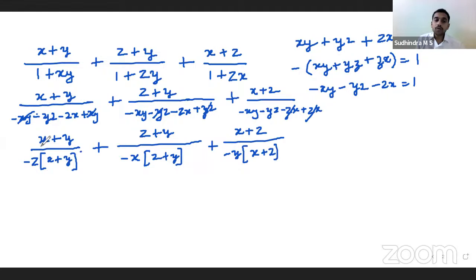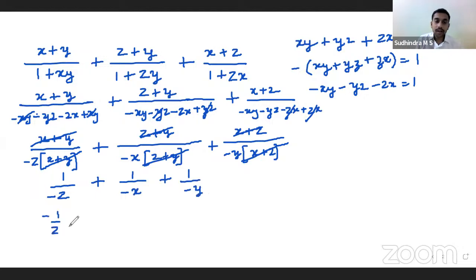So x plus y, z plus y, z plus y, x plus z gets cancelled. What remains is 1 by minus z plus 1 by minus x plus 1 by minus y, or minus 1 by z minus 1 by x minus 1 by y. This can be solved. Now we'll take the LCM. How? X, y, z is the LCM.